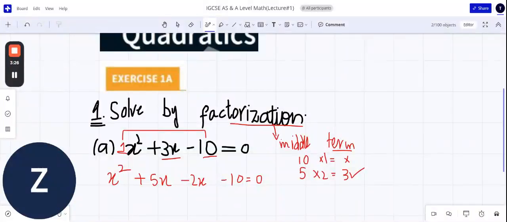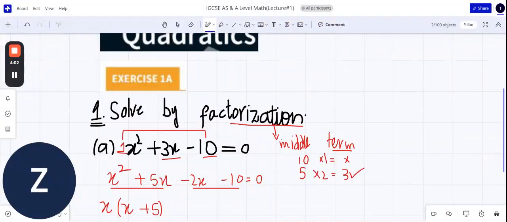The next step is to take the common from the first two terms and the last two terms. Common means the same variable or the same number. In the first two terms, the same variable we have is x. After taking x common, we will put the bracket. What is left behind in the first term? Only x, because 1x is common. And in the second term, only 5 is left.